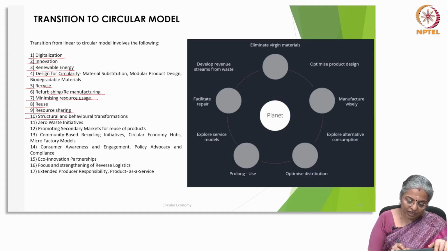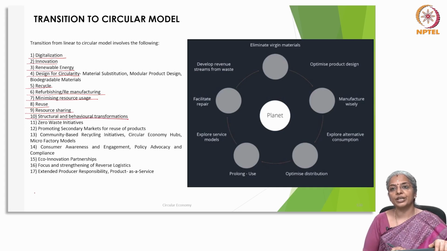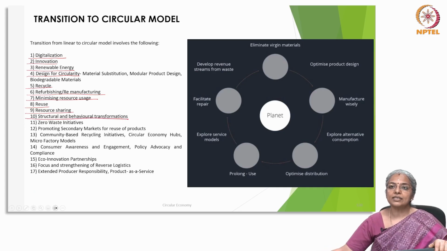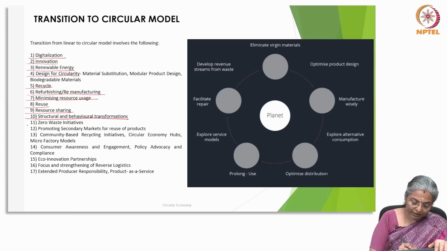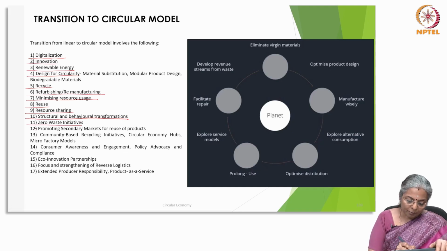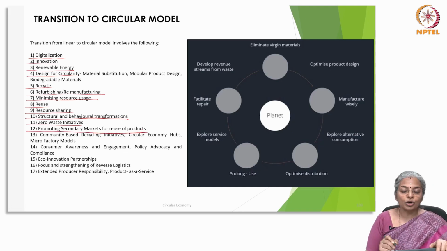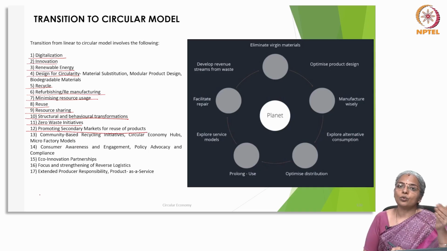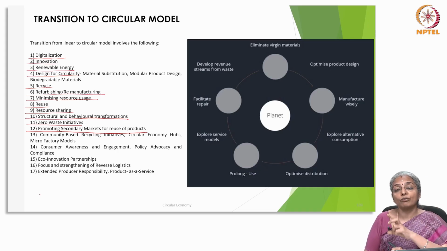Look at structural and behavioral transformations. Also consider zero waste initiatives in any of the products that you design or any of the projects that you are involved in. Promote secondary markets for reuse of the product. So if a product gets damaged, try to create a market where this damaged product is actually the primary material of that secondary market.